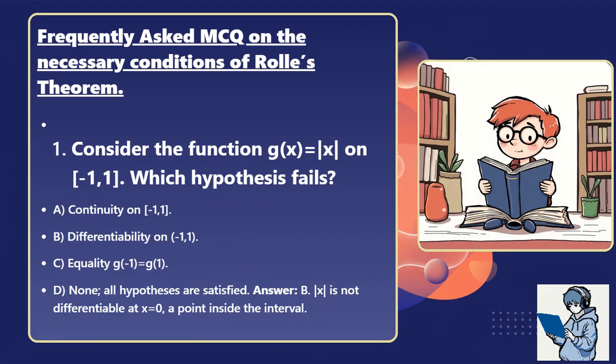3. Consider the function g of x equals absolute value of x on -1 to 1 closed interval. Which hypothesis fails? Option A, continuity on -1 to 1 closed interval. Option B, differentiability on -1 to 1 open interval. Option C, equality g of -1 equals g of 1. Option D, none, all hypotheses are satisfied. Answer B, absolute value of x is not differentiable at x equals 0, a point inside the interval.